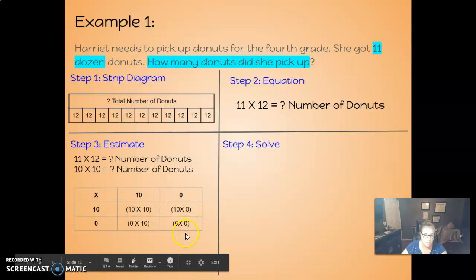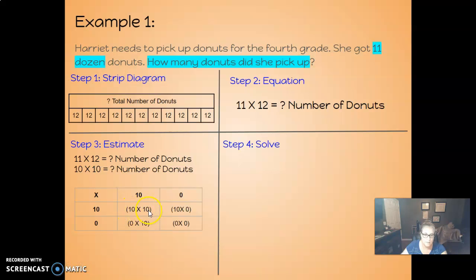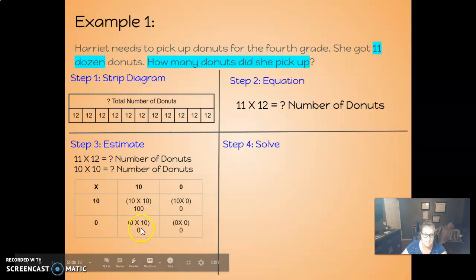After I've written down my problems, I'm actually going to multiply. Well, I know that 10 times 10 is 100. 10 times 0 is 0. 0 times 10 is 0. And 0 times 0 is 0.